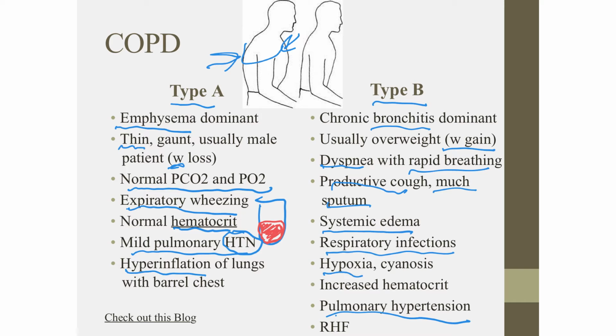There is more hypoxia, so low oxygen levels in the blood, more cyanosis, so inadequately oxygenated hemoglobin, which can present as a bluish hue, bluish tint to the skin. All right, and then increased hematocrit. So that tells you that there has been some sort of message to the body that there's not enough oxygen.